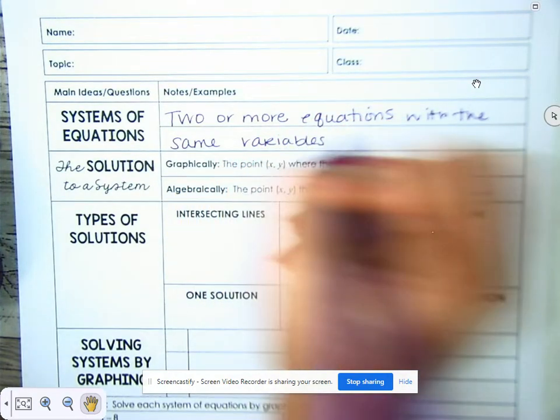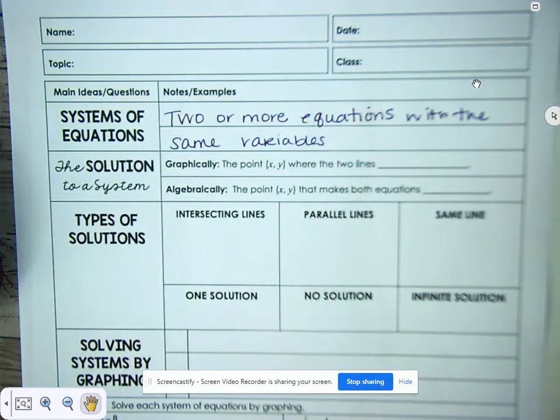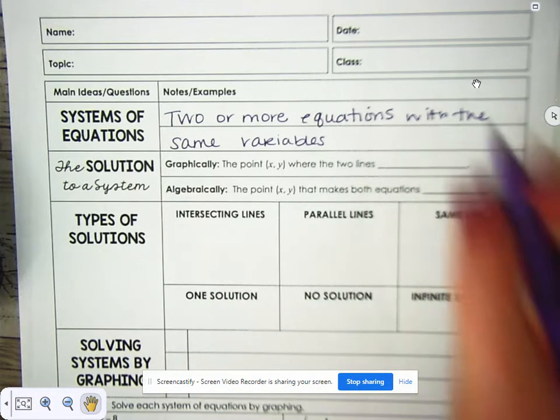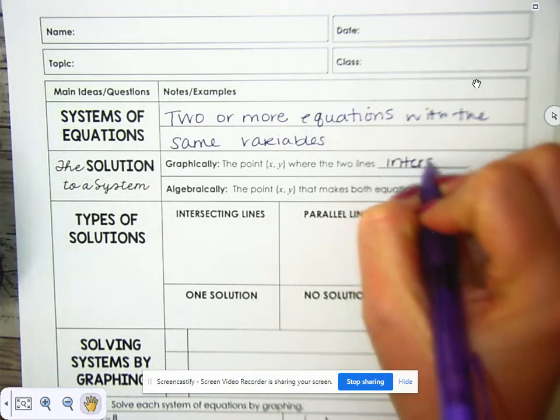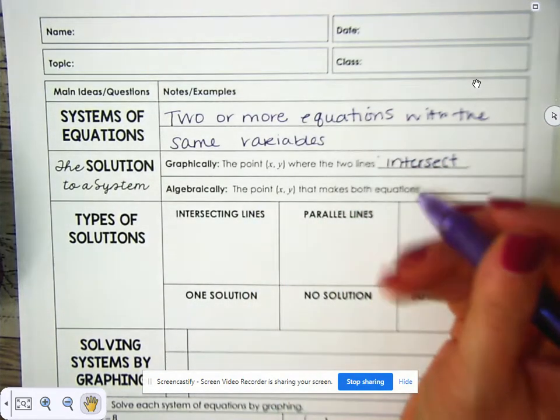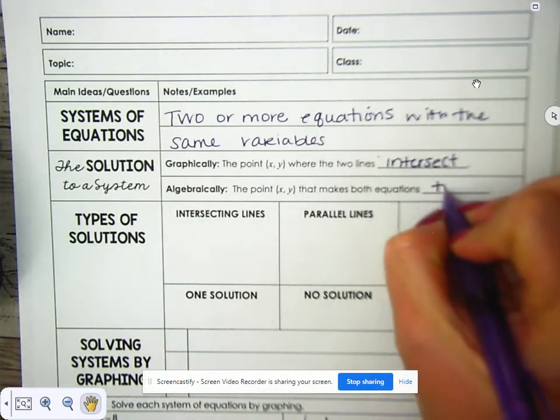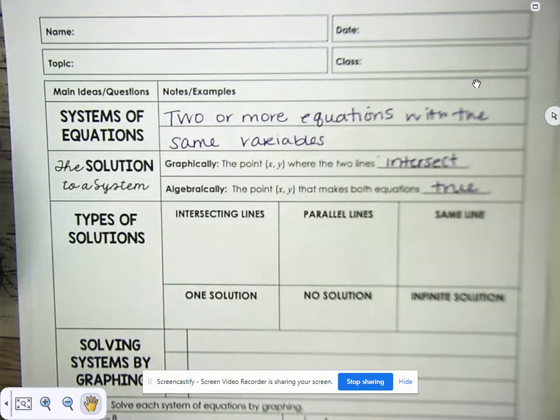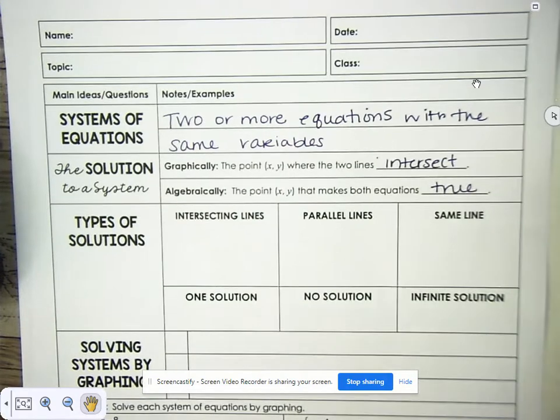A system of equations is two or more equations that have the same variables. In general, we use y and x. Once we get to word problems, we'll use some letters that apply more to the word problem versus x and y. Graphically, the point (x, y) is where the two lines intersect. And then algebraically the point (x, y) is what makes both equations true. We'll talk more about what all this means as we go through these.